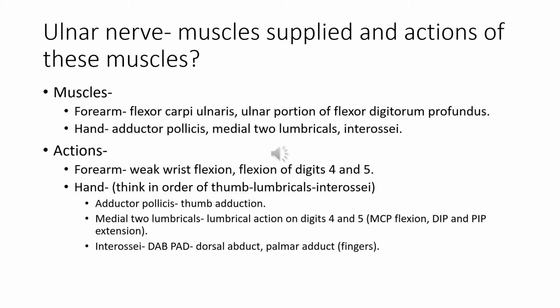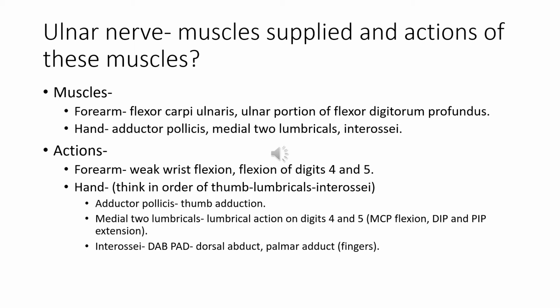Now, let us see the actions of the ulnar nerve. Due to its innervation of muscles of the forearm, it produces weak wrist flexion and also flexion of digits 4 and 5. In the hand, we always go in the order of thumb, lumbricals, interossei. For the thumb, it innervates adductor pollicis, so it produces thumb adduction.